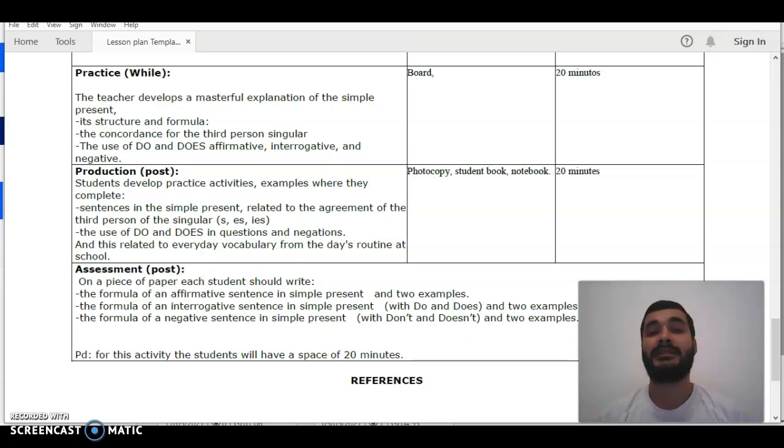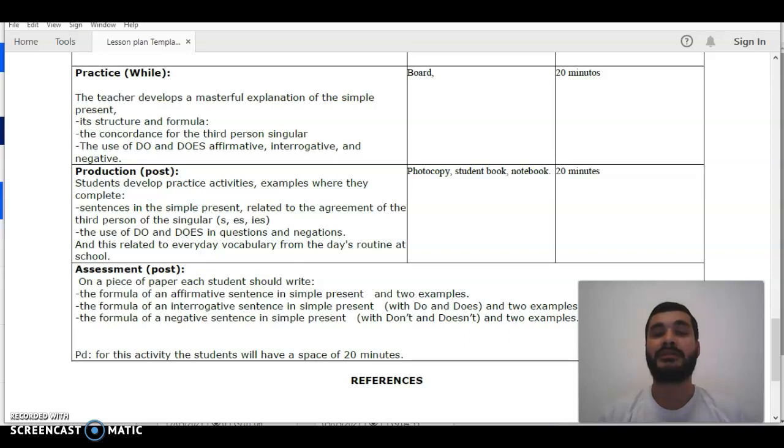But he will need to explain a different structure. If it's a question, it would be do or does plus subject plus verb plus complement. If it's negative, subject plus do or does plus not, negative word, plus verb plus complement, and so on. The stipulated time for this explanation is going to be 20 minutes.